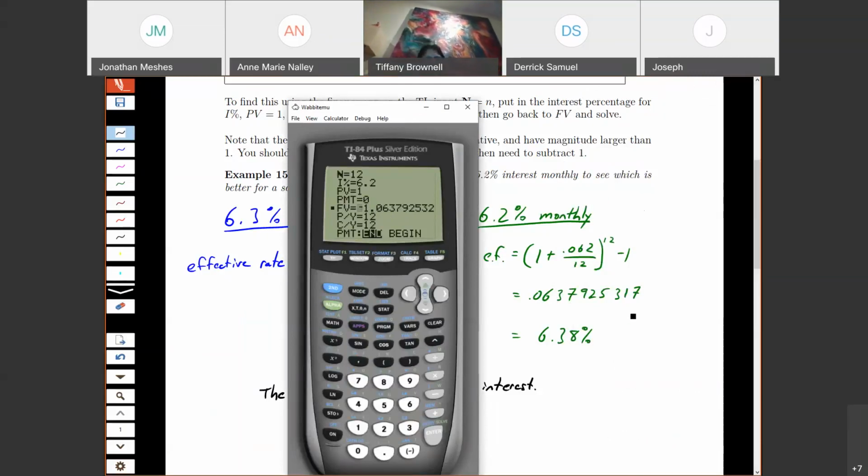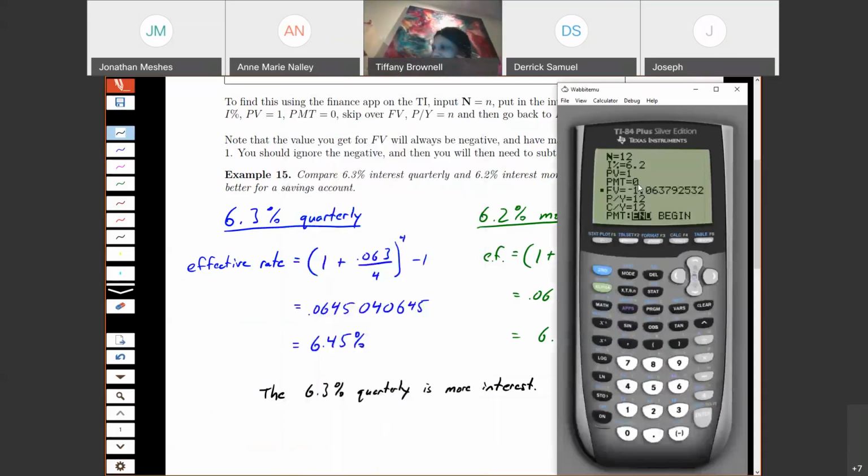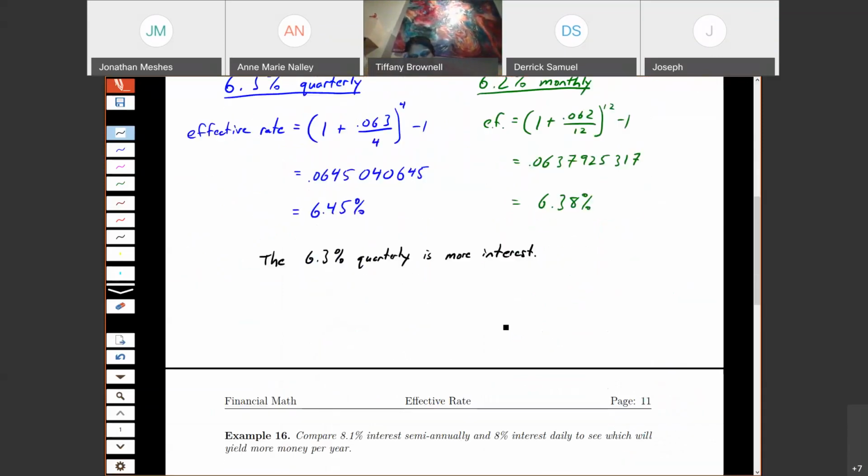Okay, so the finance app can still get it. It's just not as clean because I have to subtract a 1 off. But otherwise it still works.